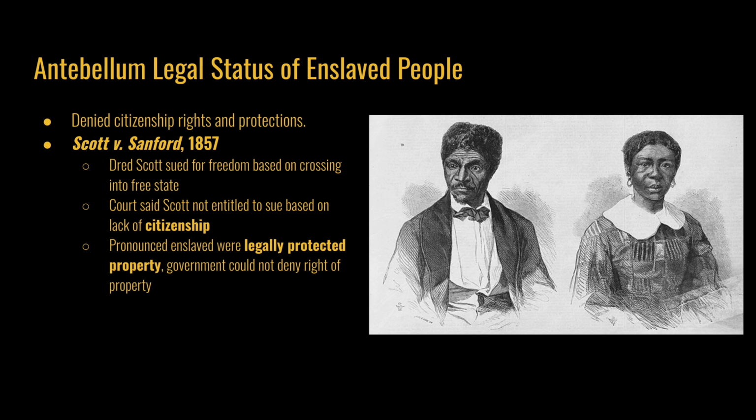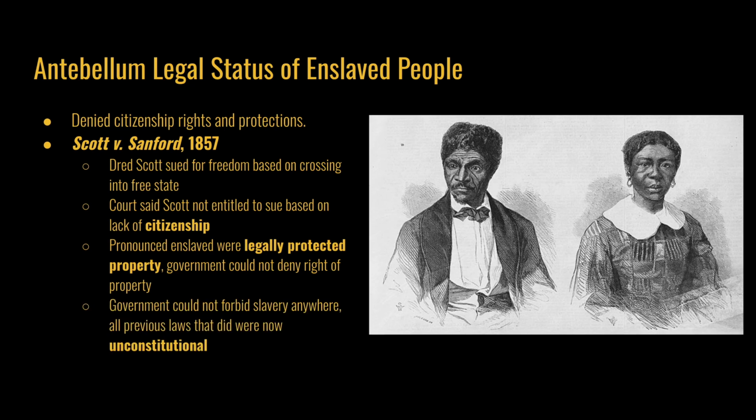He pronounced that enslaved people were legally protected property, and because the government could not deny the right of property to people or take it away without due process, all previous laws that forbade slavery anywhere would be unconstitutional. The law in question here was the one set up by the Missouri Compromise, which said that the states north of Missouri's southern boundary could not practice slavery. This was now unenforceable, and so slavery could be legal everywhere across the United States. The Dred Scott decision also invalidated the Kansas-Nebraska Act, which allowed territories to decide on the legality of slavery through popular sovereignty.